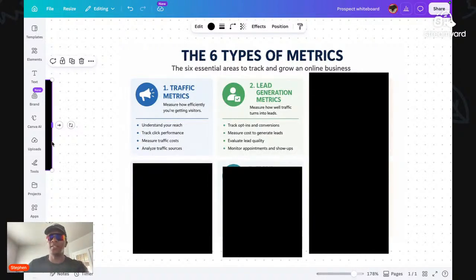Okay. Now, next one is lead generation metrics, measuring how well traffic turns into leads. Such as tracking opt-ins and conversions, measuring costs to generate leads, evaluating lead quality, and monitoring appointments and show-ups. So let's go ahead and break that down. First, tracking opt-ins and conversions.